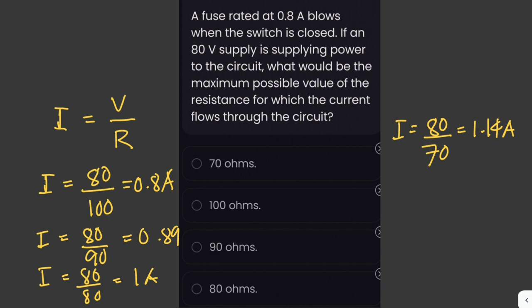Since the other options are greater than the rated current, the maximum possible value of the resistance for which the current flows through the circuit is 100 ohms. So the answer here is 100 ohms.